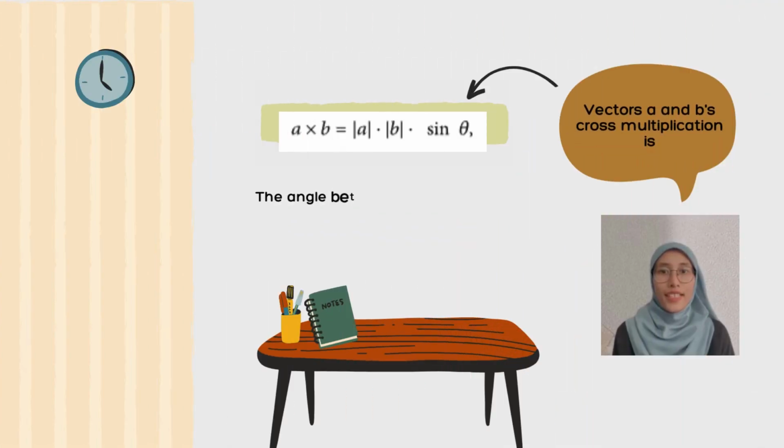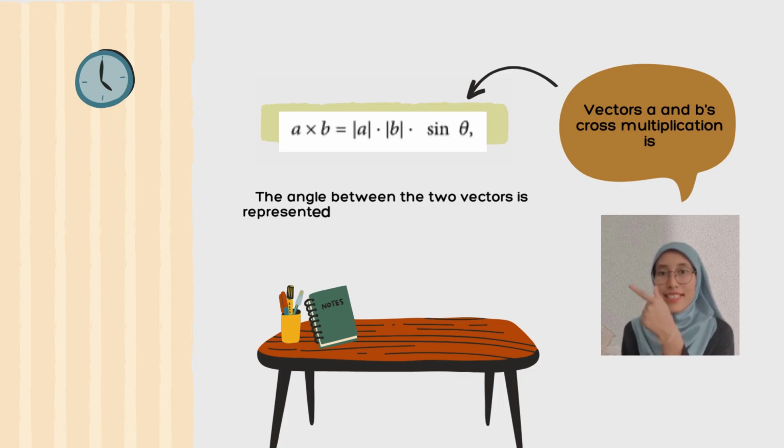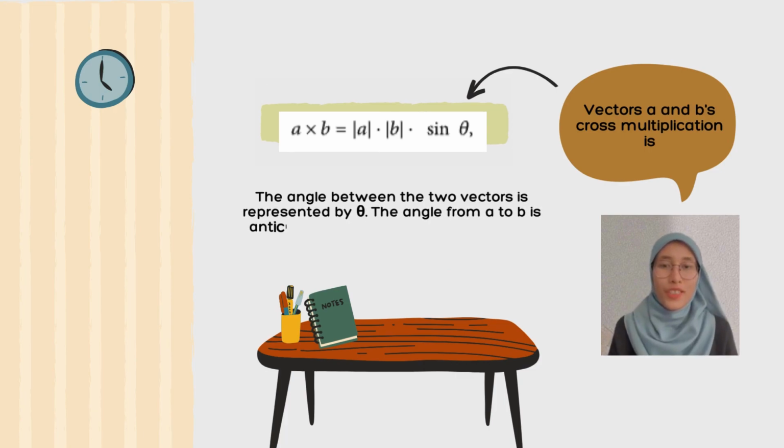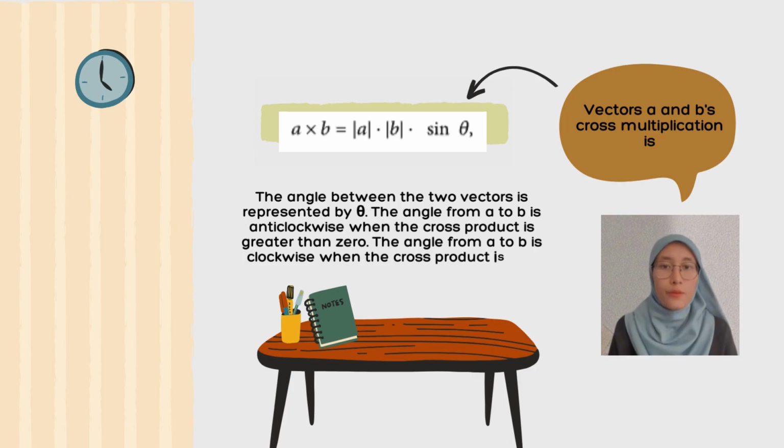Result. Vector A and B cross multiplication is like this. The angle between the two vectors is represented by theta. The angle from A to B is anticlockwise when the cross product is greater than 0, and the angle from A to B is clockwise when the cross product is less than 0.